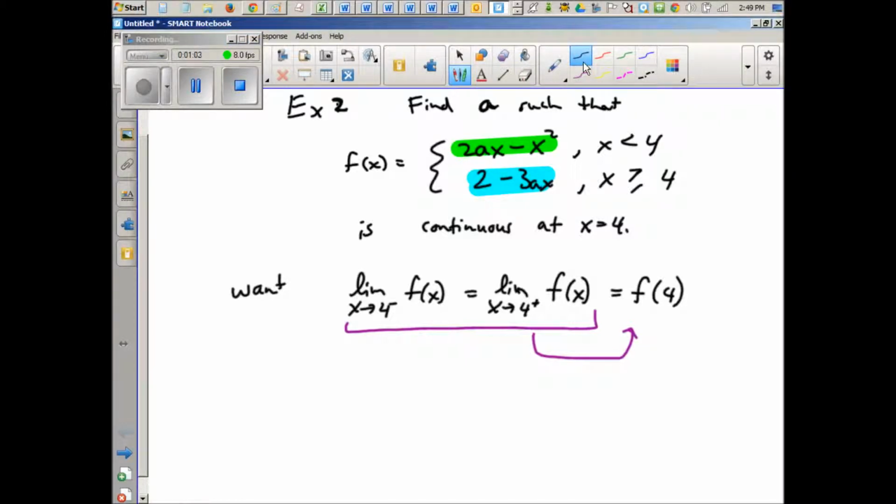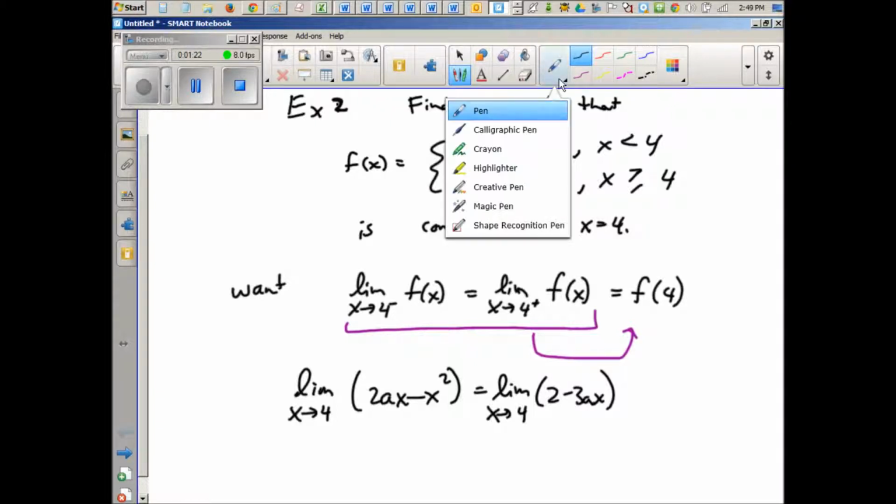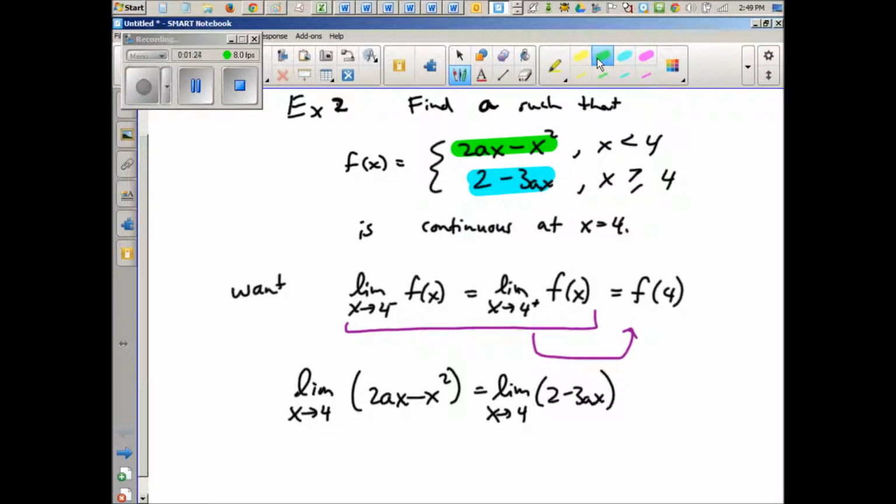Okay, so this, basically, if we use the left piece, that's the green one there, we don't need the superscript anymore. So we'll plug in the 2ax minus x squared here. And then coming from the other side, we'll use the 2 minus 3ax. Since I already chose the pieces, this is the parabolic piece that represents the left side, and this is the linear piece which represents the right side.